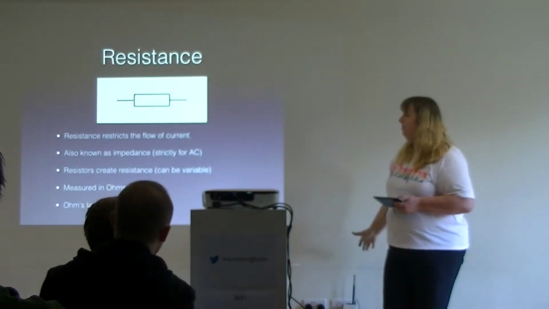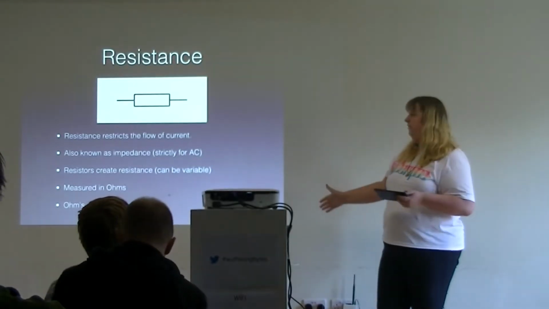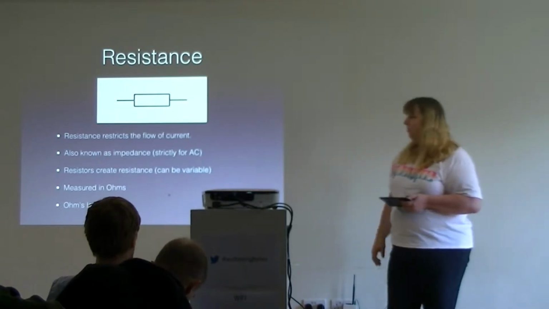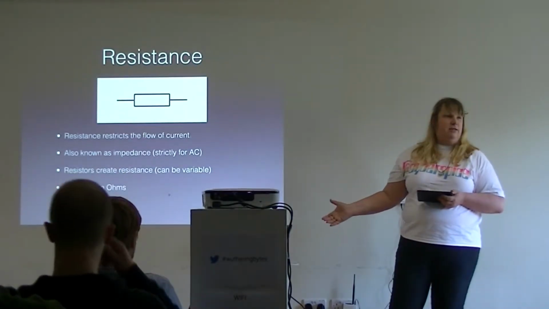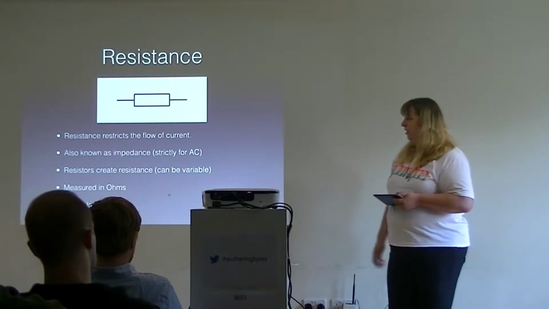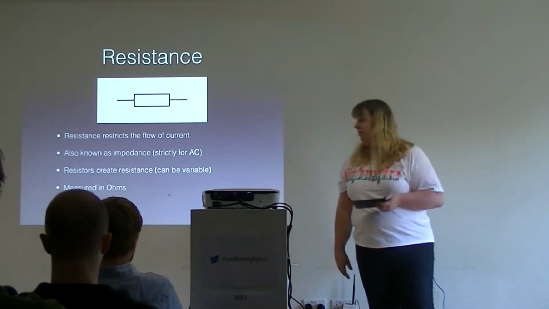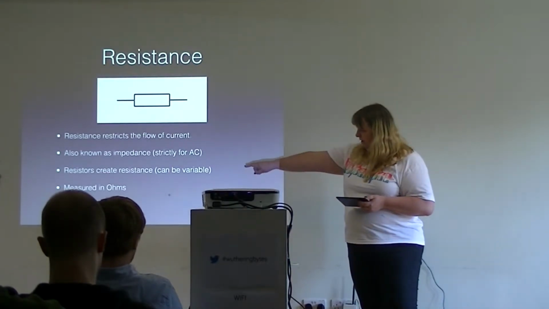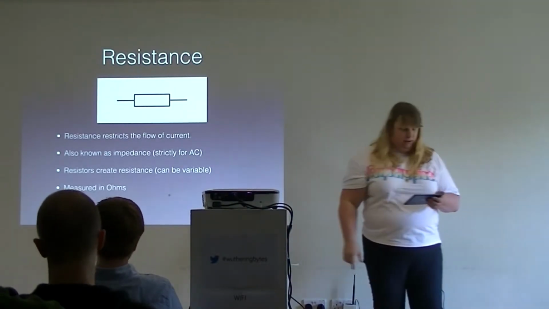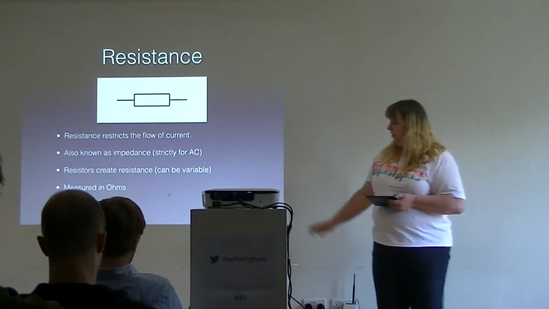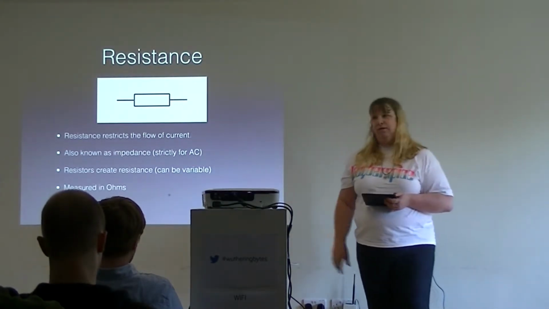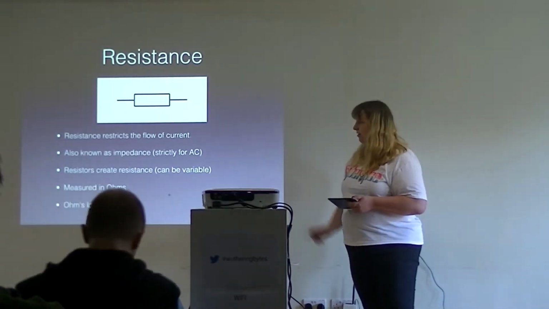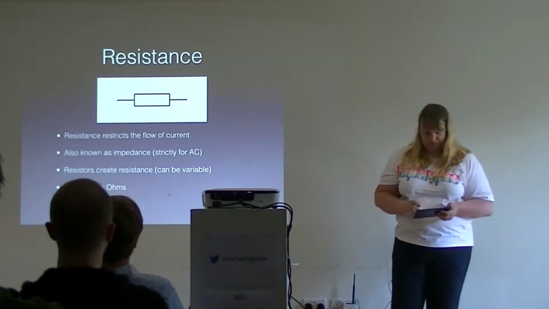So resistance restricts the flow of current. In a crude analogy, it's a squashed pipe. Also known as impedance in AC circuits. Resistors are things that create resistance. Measured in ohms after a guy called Ohm, and he came up with that law, which is that the voltage is directly proportional to the current, and the factor that combines the two is the resistance of the conductor that the current is flowing through.